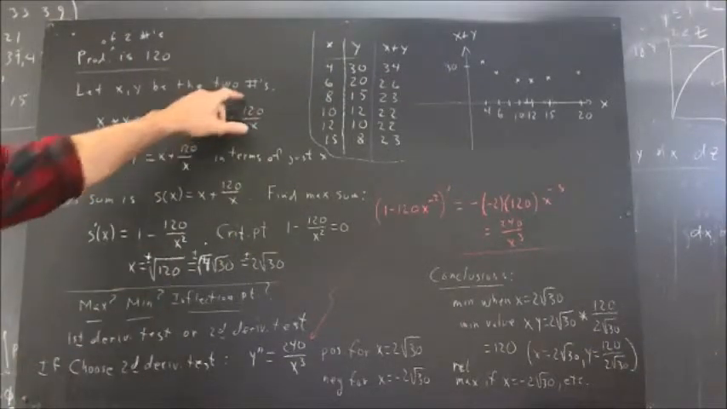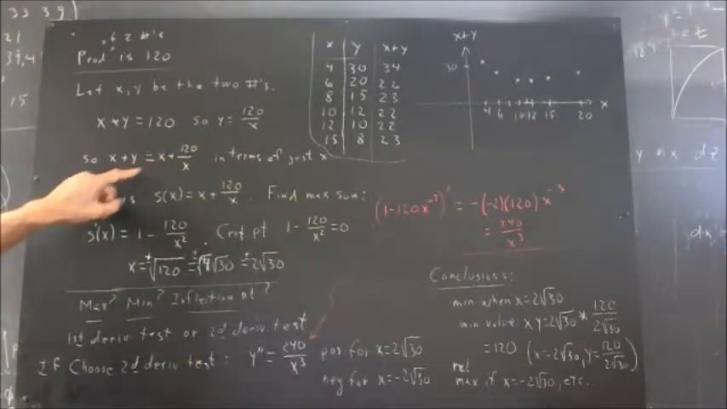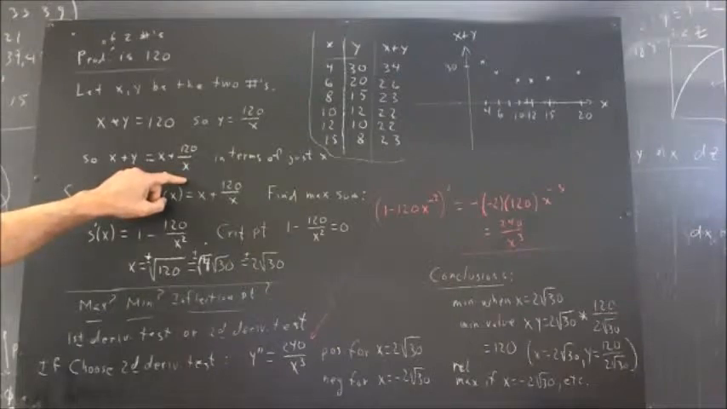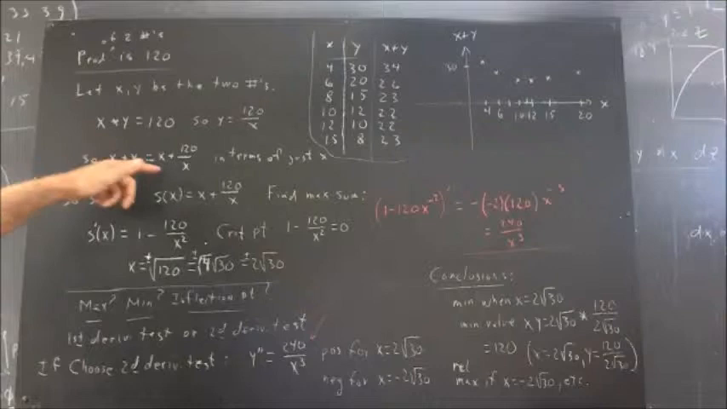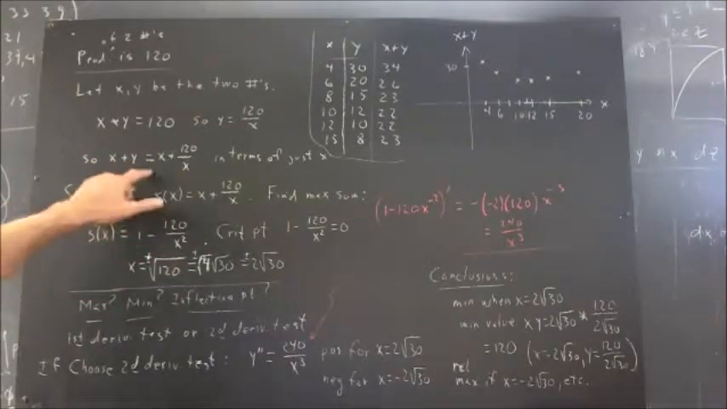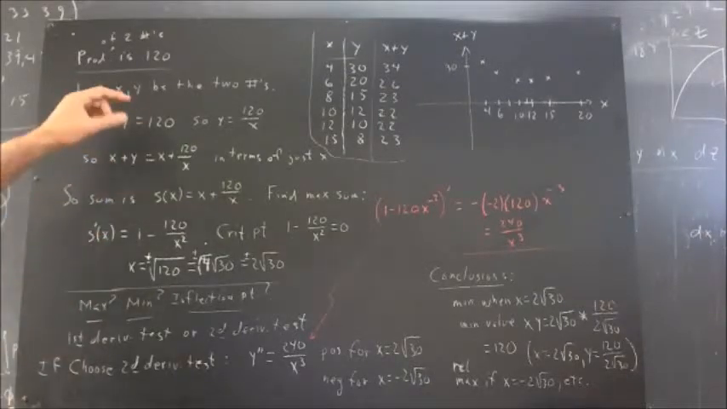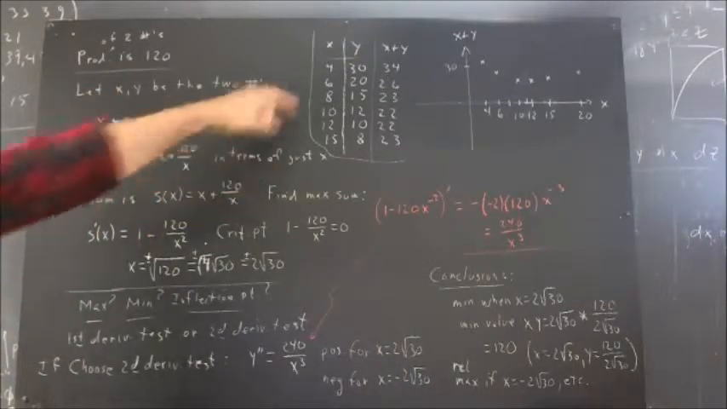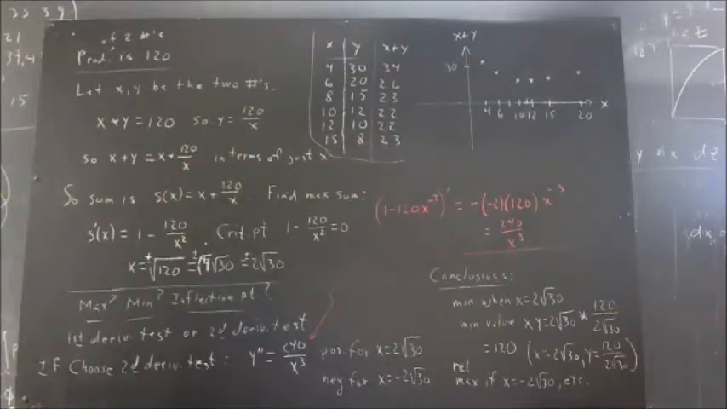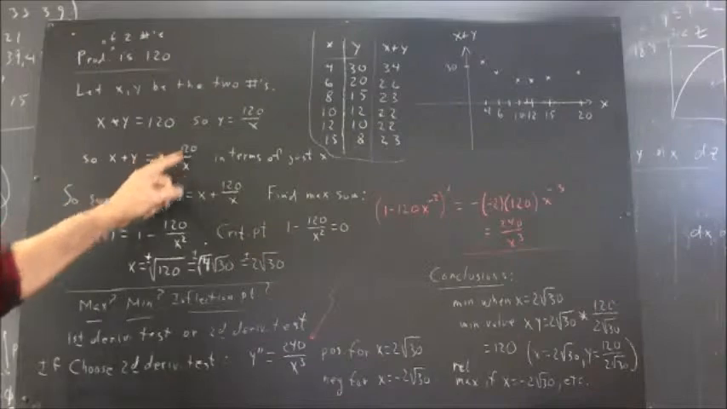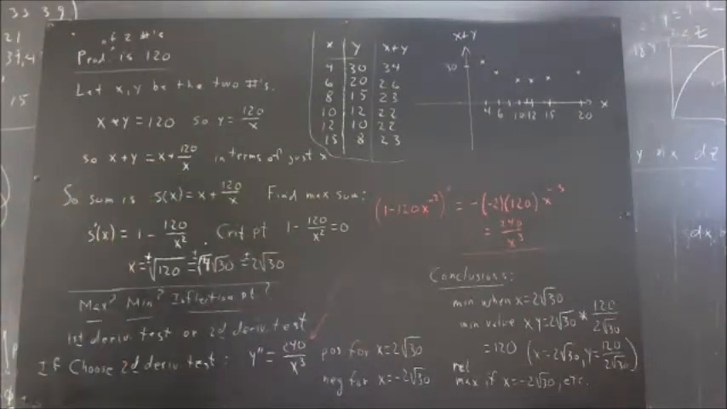Now, if y is 120 divided by x, then x plus y is x plus 120 divided by x. So, in terms of just x, here's the sum that we want to work out. Let's just be clear: if we plug x equals 4 in here, we should get 34, shouldn't we? 4 plus 120 divided by 4. 120 divided by 4 is 30. Add 4, we get 34.